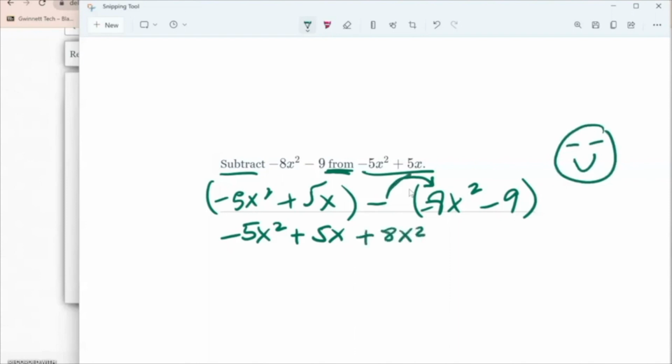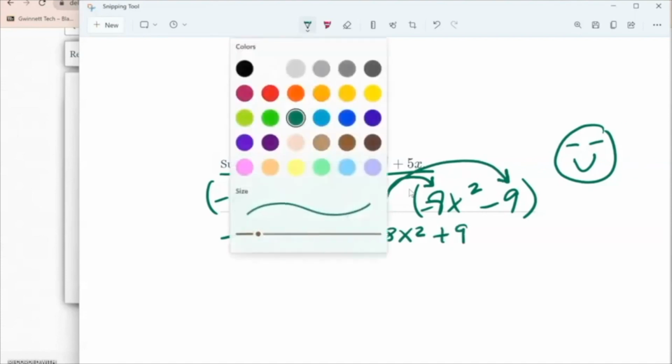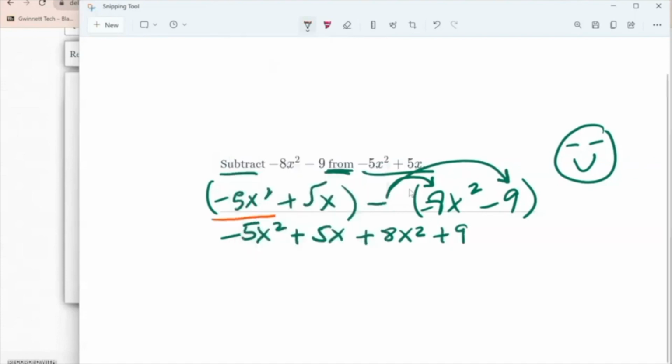All right, then I go ahead and distribute it because we're not rude. We say hi to everybody. Negative and a negative makes a positive. So that's positive 9. Okay, then we're going to go ahead and combine like terms. I'm going to put a box around everything with a squared term. Don't forget the symbol. All right, and then I'm going to go ahead and combine those.